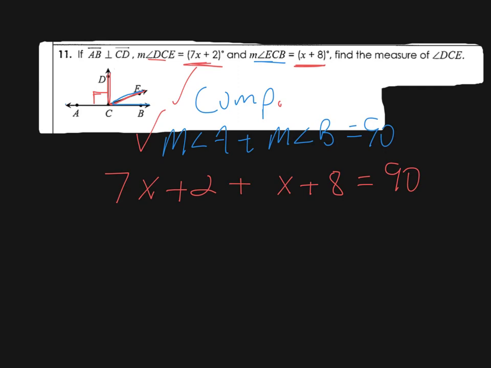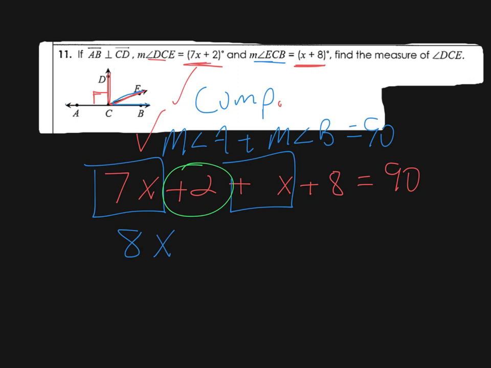Here's our algebra statement. We got the 7x plus 2. That was our first angle. And our x plus 8. That's our second angle. And so algebra would require us to combine like terms. So who are our like terms? The 7x here, the positive x here. So I think that gives us an 8x. Then we have a plus 2 here and a plus 8 here. That's going to give us a positive 10 equals 90 still. Then we're going to subtract 10 on both sides and divide by 8.